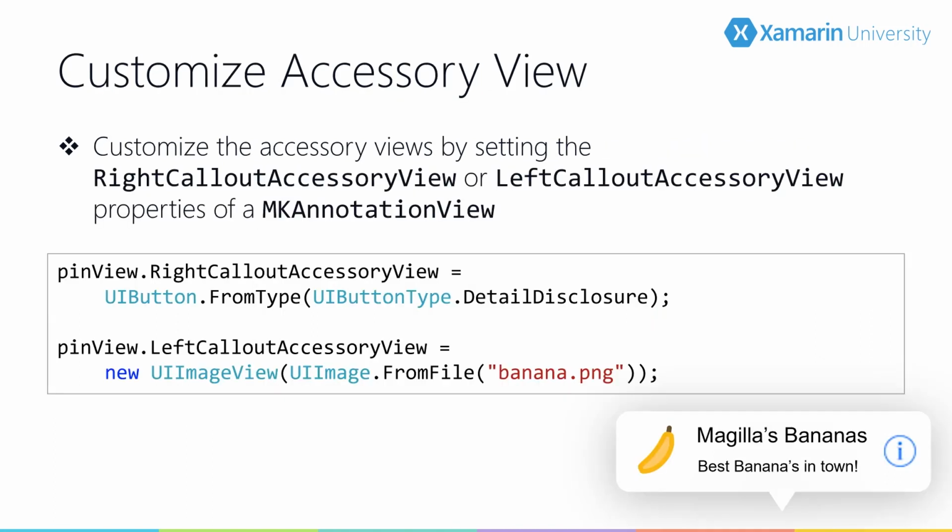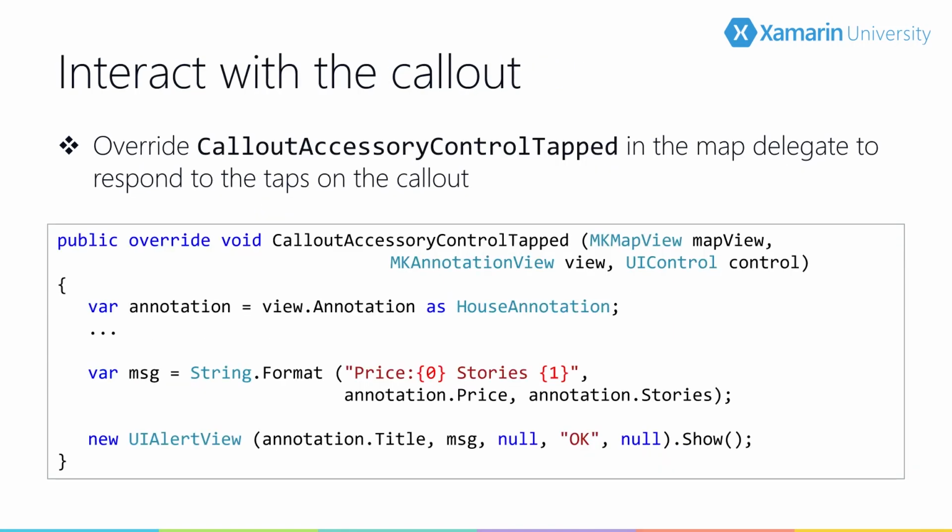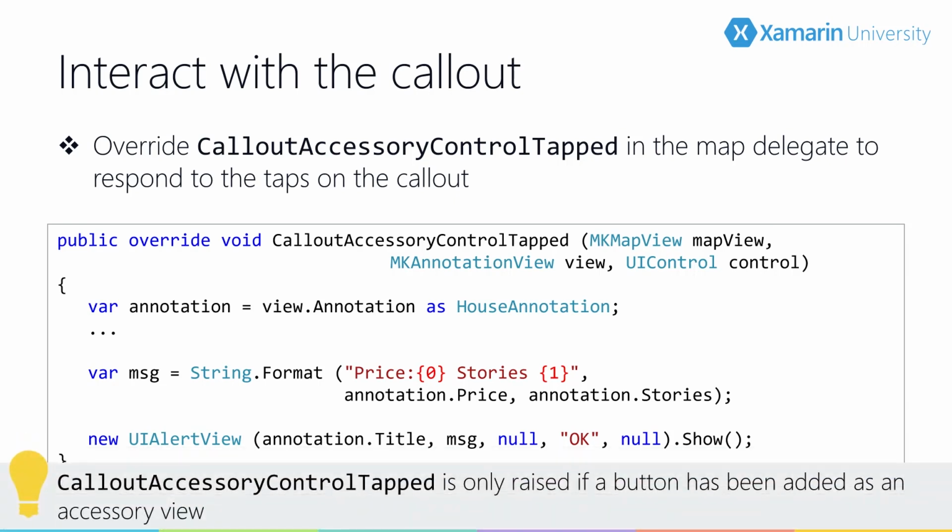As an example, here we're setting a UIImageView on the left callout accessory and a detail disclosure button on the right. To respond to user taps on the callout, another method override is required. Override the CalloutAccessoryControlTapped method in the map view delegate. Notice that the annotation view that the user has tapped is passed in as an argument. You can reach the model data, the annotation, by using the Annotation property on the view. Now note, this method will only be called if a button has been added to one of the accessory views on the callout.